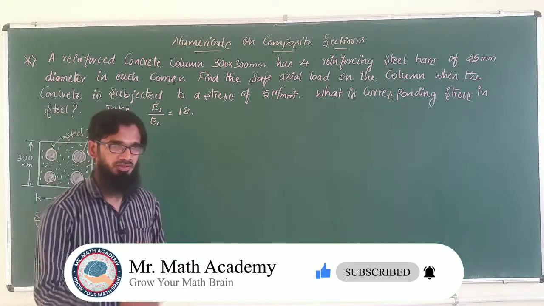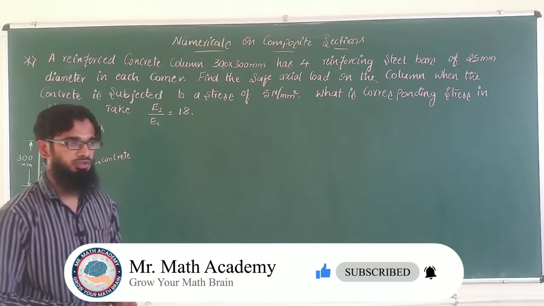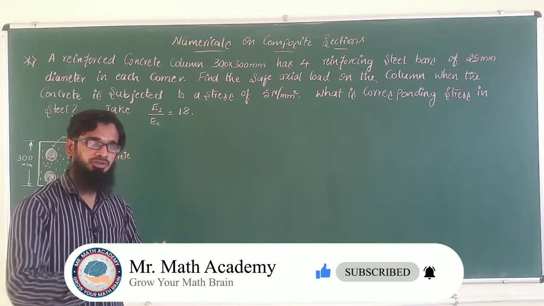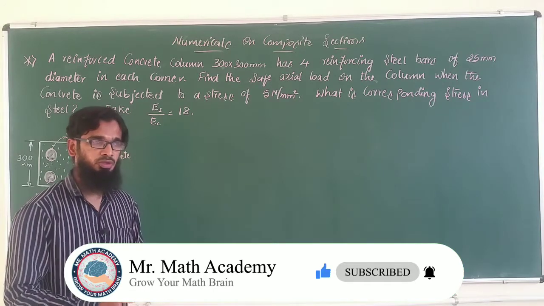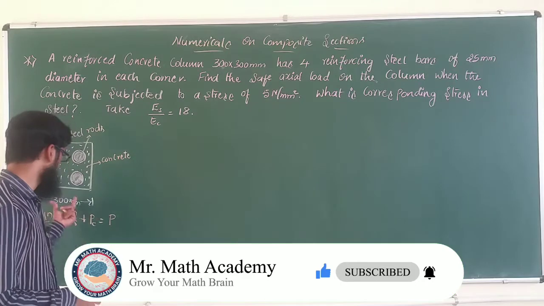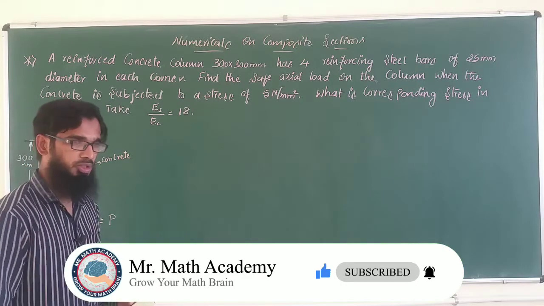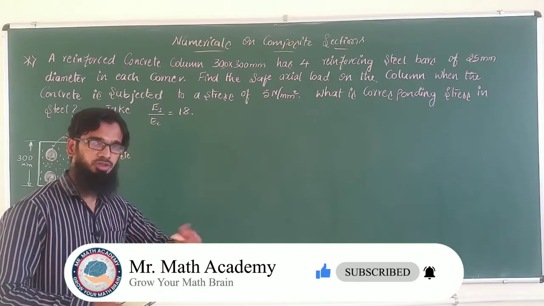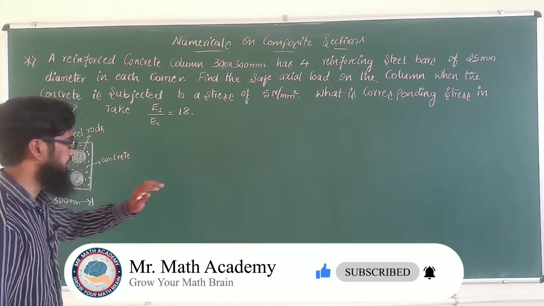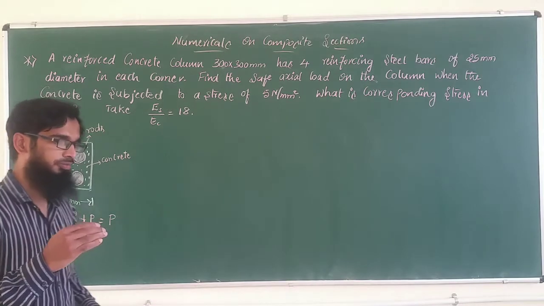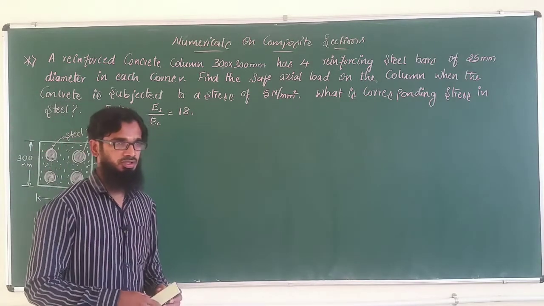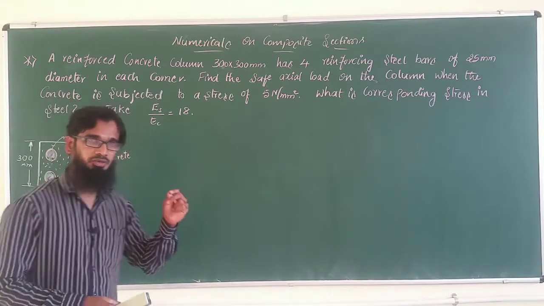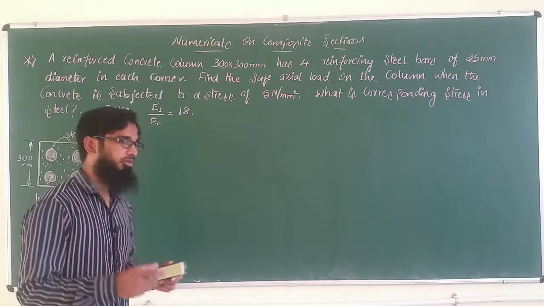In this problem, he has given a composite concrete column. The dimensions of the concrete column are 300 into 300 mm. In that concrete column, he has given steel rods in each corner of 25 mm diameter. So there are four steel rods placed in each corner, and every rod has a diameter of 25 mm.